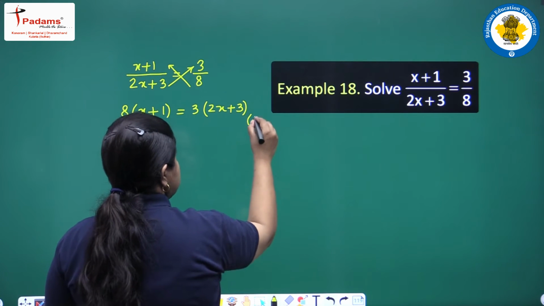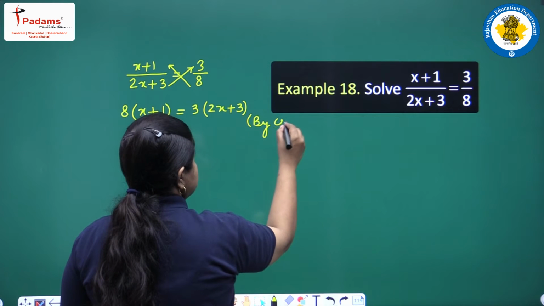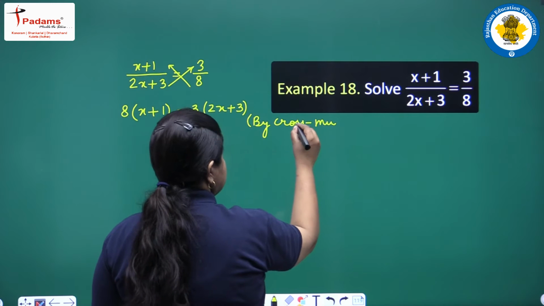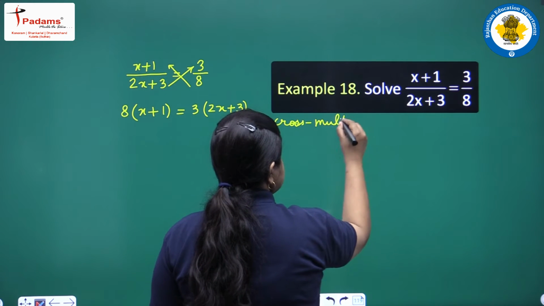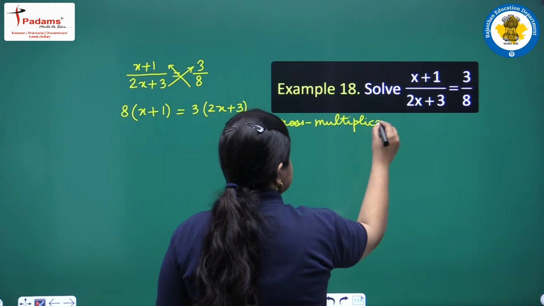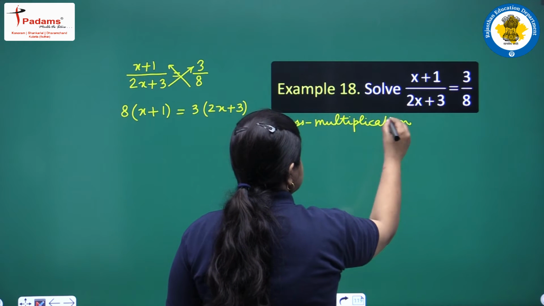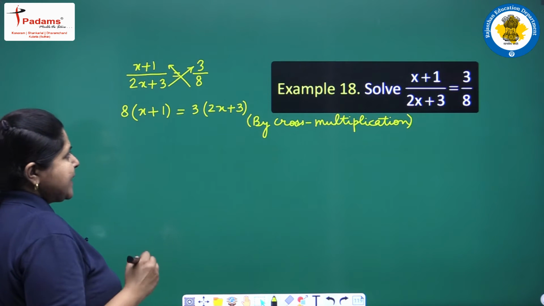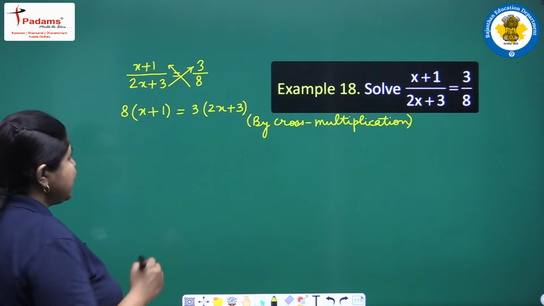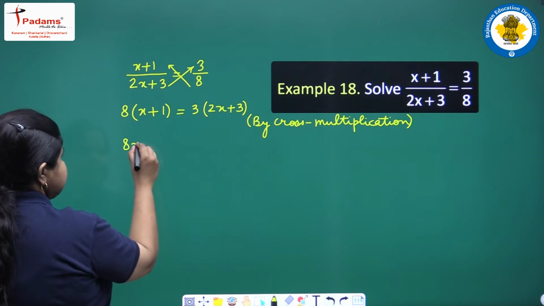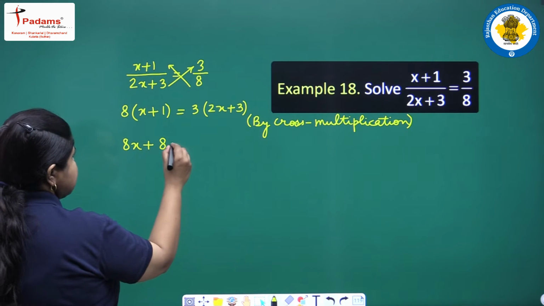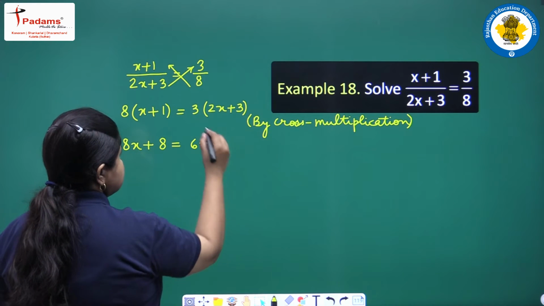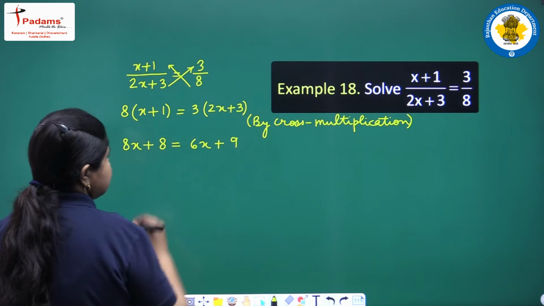We are doing this by cross multiplication. Now we will open up these brackets by using distributive property. This will give us 8x plus 8 ones are 8. This 3 into 2x will give us 6x plus 3 threes are 9.